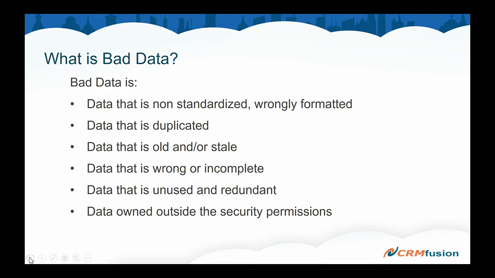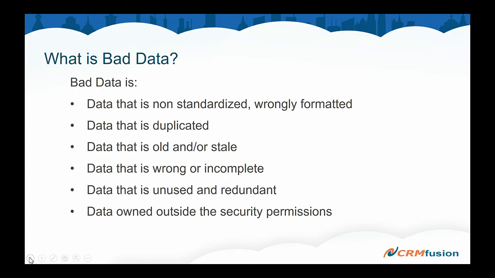Let's start with this. What's bad data? Everyone in the room who has no bad data in their Salesforce system, please stand. What is bad data? Bad data comes in many shapes and formats. It's data that's non-standardized. It doesn't look the way we want it to look. It's wrongly formatted. Is California in your database as CA? Is it in as California? Is it in as CAL, CALF? How do you put it in there?